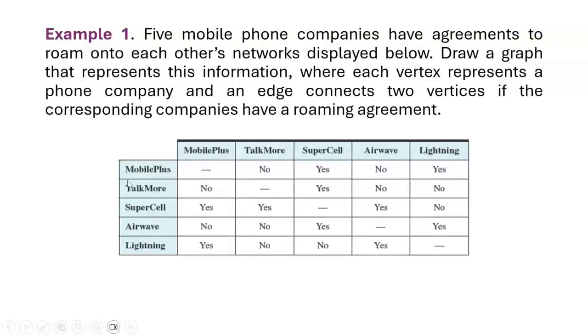Notice that I have Mobile Plus, Talk More, Supercell, Airwave, and Lightning. And as you're going on the rows, it tells you if they have a roaming agreement. For example, Mobile Plus and Talk More don't have it, it's a no, so they don't have a roaming agreement. But Mobile Plus does have a roaming agreement with Supercell. And of course, Mobile Plus cannot have it with itself because it doesn't really need roaming. Usually they use a different network, so you use your own network. So none of the companies need a roaming agreement with itself.